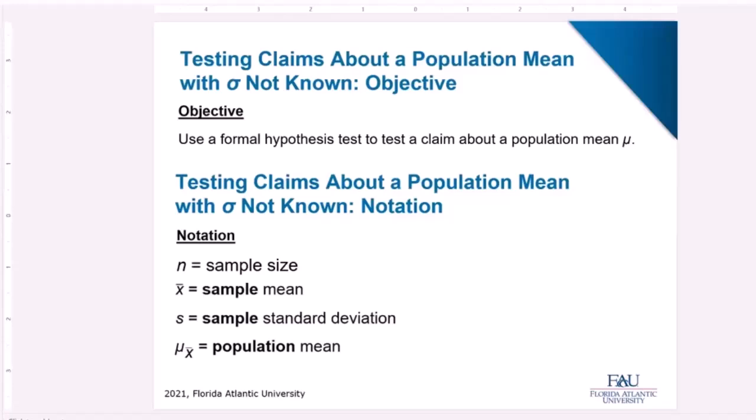Testing claims about a population mean with sigma not known. The objective is to use a formal hypothesis test to test a claim about a population mean mu. We have the same notation. N is the sample size, X bar is the sample mean, S is the sample standard deviation, and mu sub X bar is the population mean, which is the mean of the sample means.